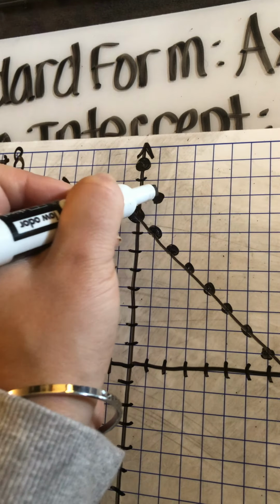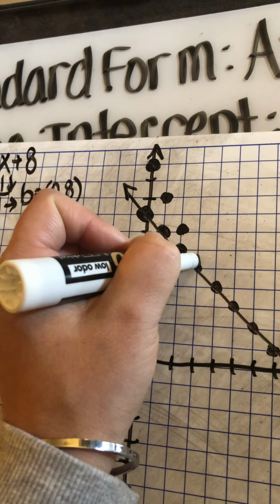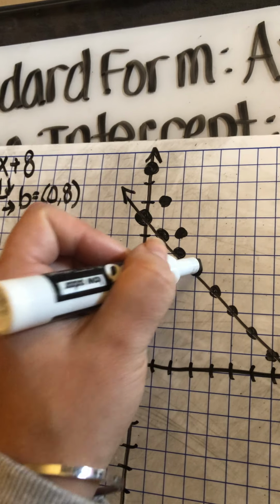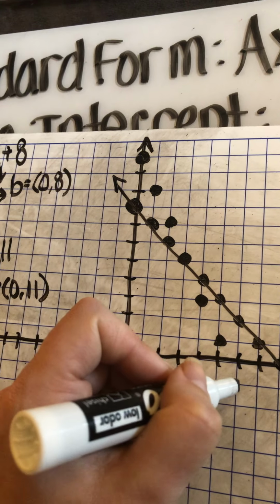And I keep doing that pattern. Down 2 to the right 1. Down 2 to the right 1. There's our solution. Down 2 to the right 1. And so on.